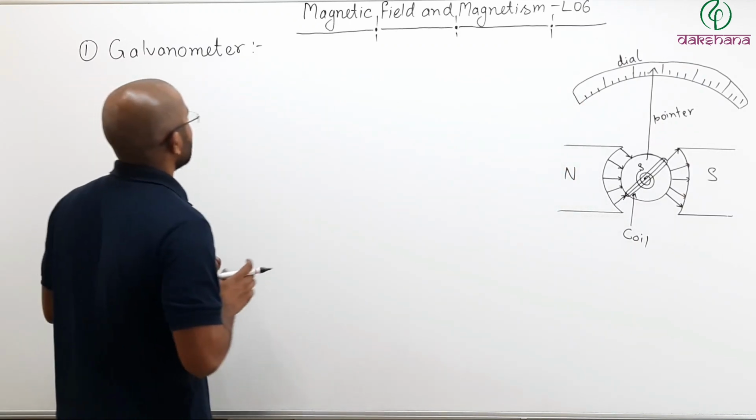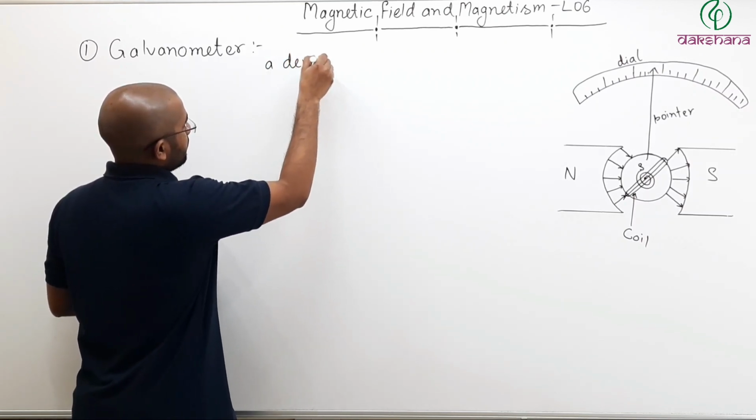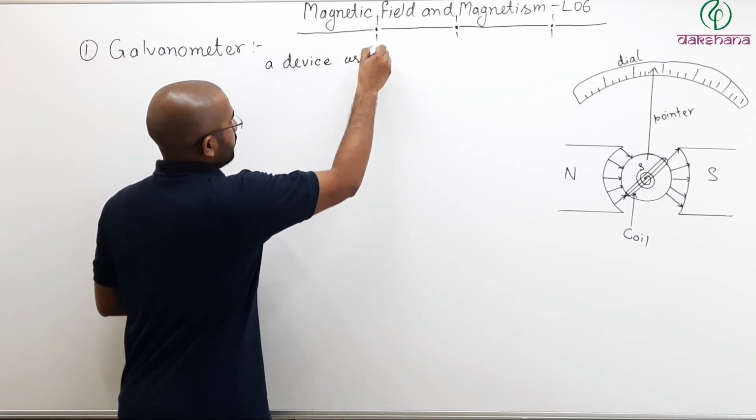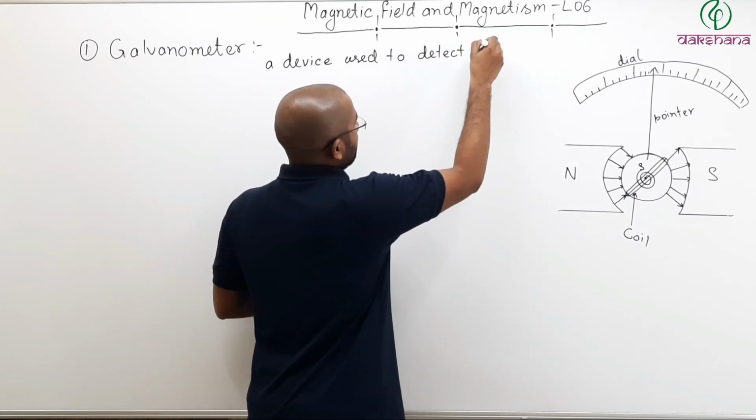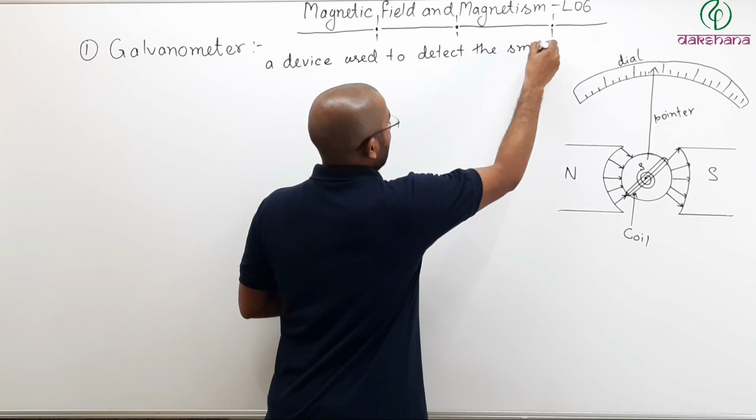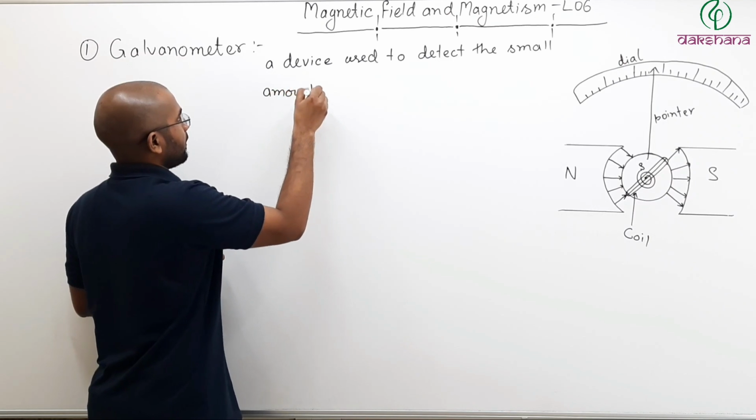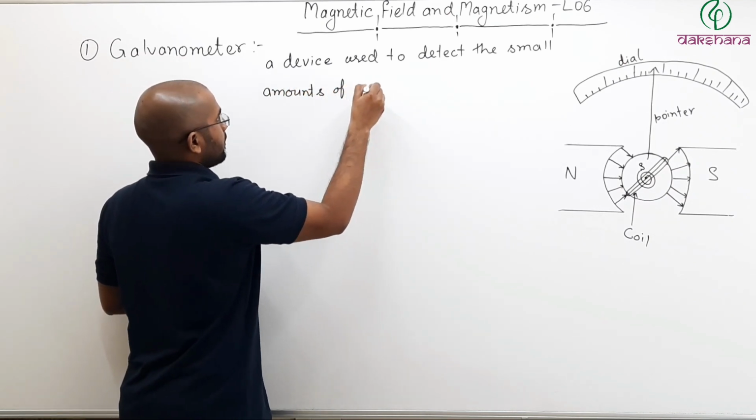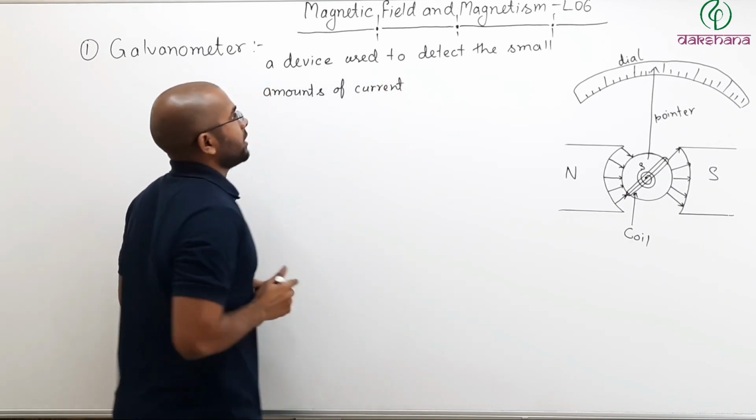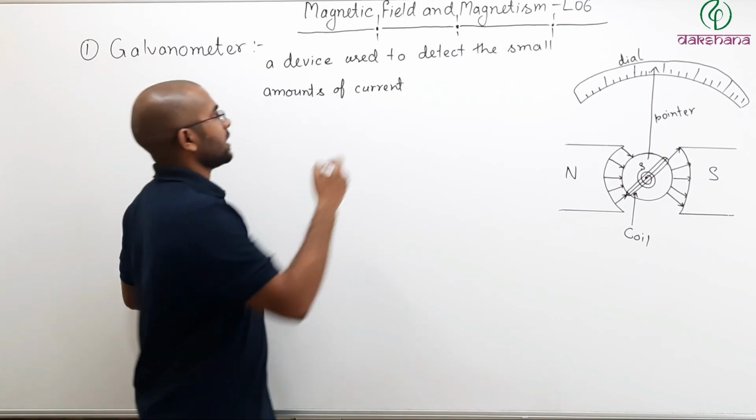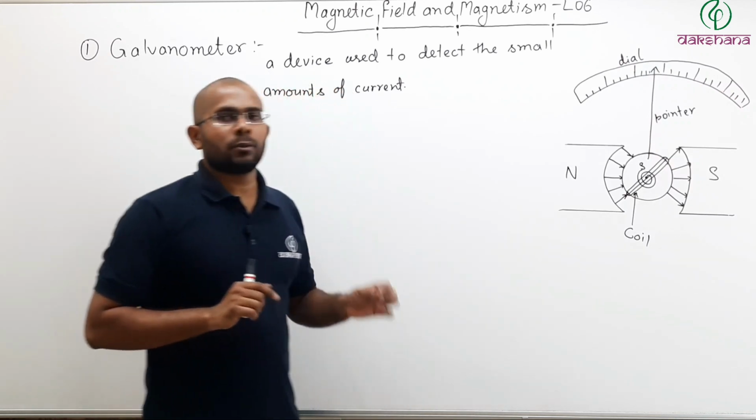So if it is asked what a galvanometer is, you can simply say it is a device used to detect small amounts of current. It cannot measure very large currents unless you convert it into a meter. So a galvanometer is nothing but a device used to detect small amounts of current. Now, how does the galvanometer work?